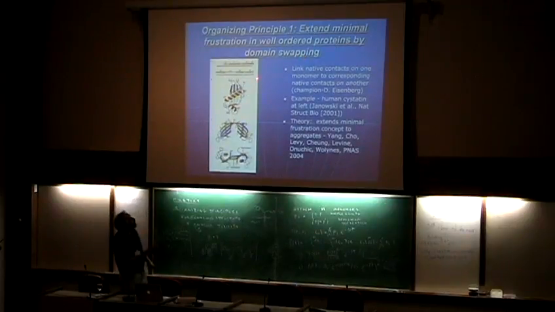So in domain swapping, you consider, for example, a protein like this, which is the human cystatin protein. It already has quite a bit of beta sheet structure in addition to this alpha helix. And then what you do is you take some of the domains from one protein and you hook them up to the same contacts, but on the other protein.